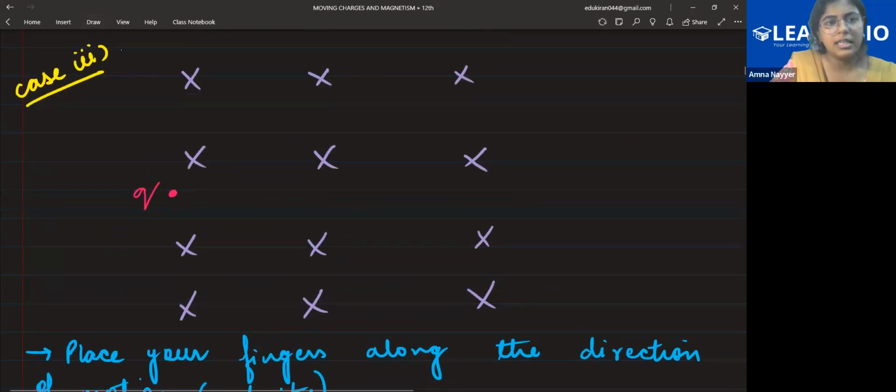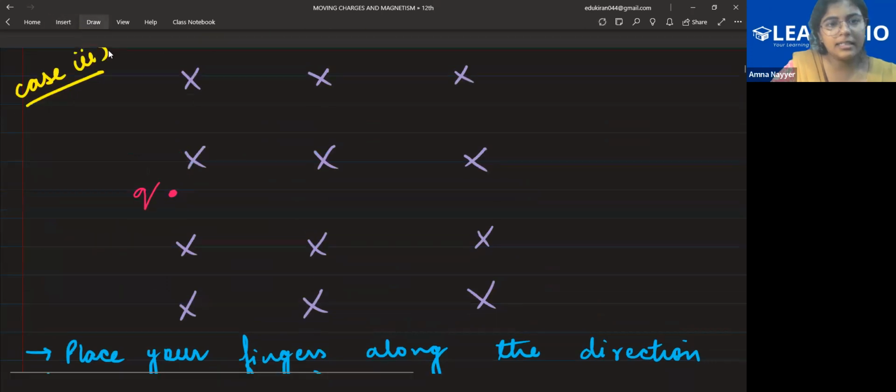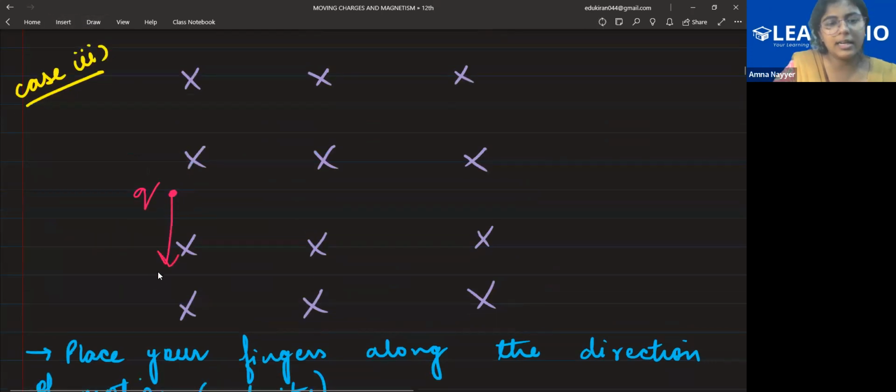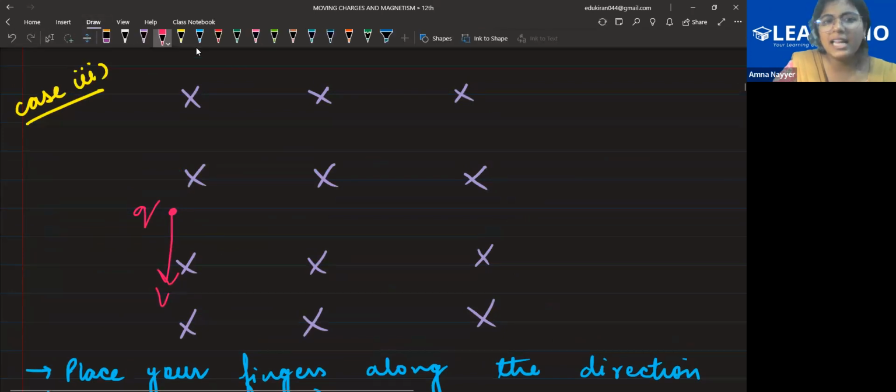So if I give you this point, suppose this is the point, this is the charge Q. Now let us look at the direction. Suppose this is going downwards. This is velocity. Let's find out the direction of force. So charge is going downwards, right? If it is going downwards and the magnetic field is inwards, so if I curl it, then the finger is pointing towards the right. So this is the direction of force, right?